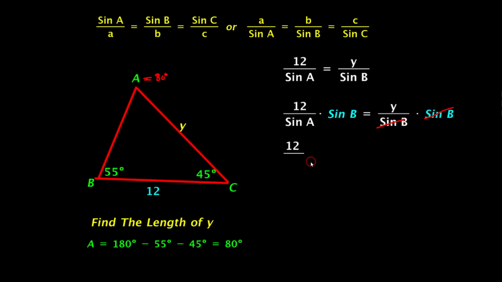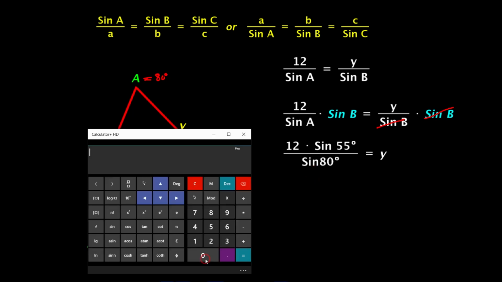So it should be 12 times the value of sine B, which is 55 degrees, over the value of sine A, which is sine of 45 degrees. And all that equals side y. Now all we need is a calculator. We get the value of sine 55 degrees, get the value of sine 80 degrees, simplify the left side and the value is done. So the value of sine of 55 degrees, calculator is in degree mode, sine 55 degrees equals 0.81915. We will take 0.8192, just round up the value.